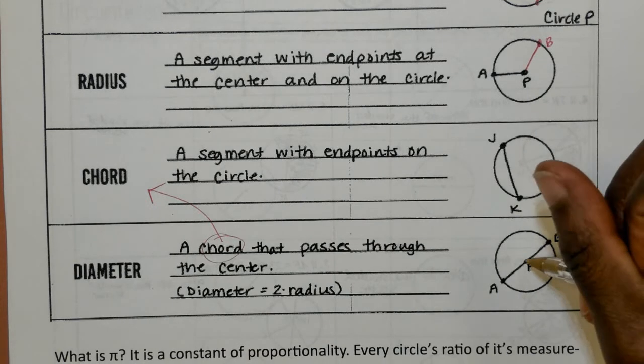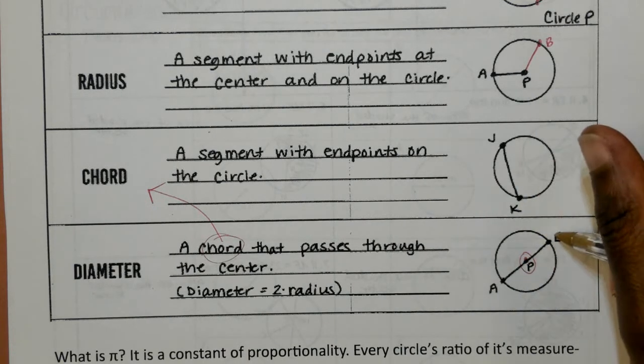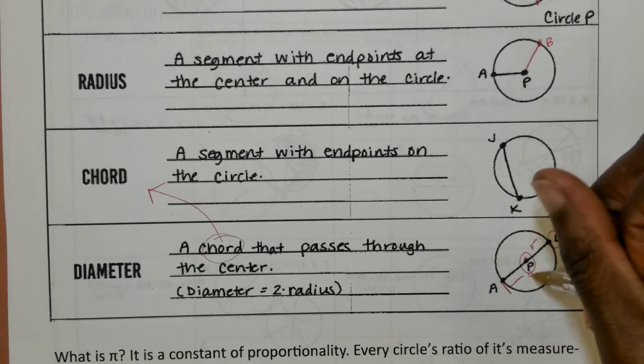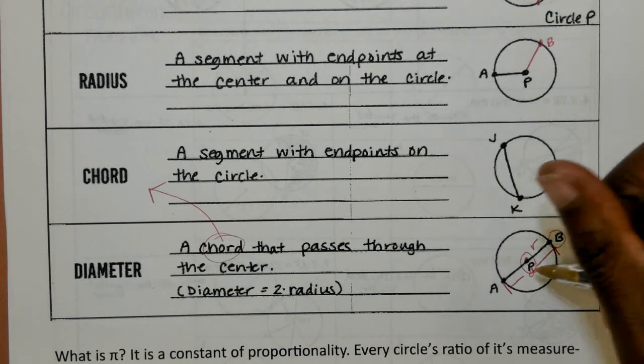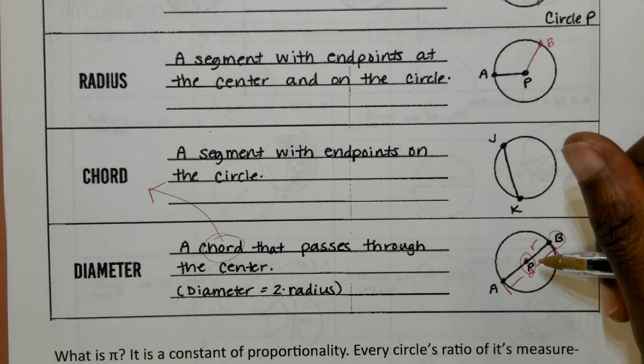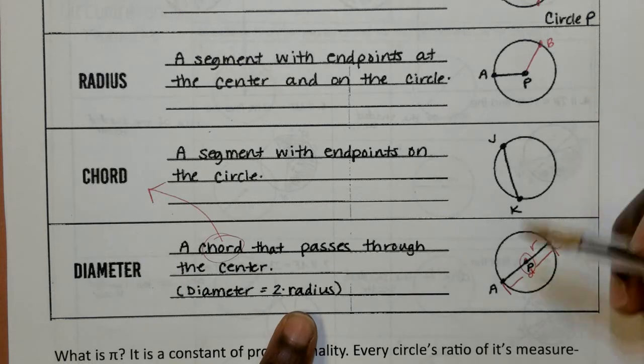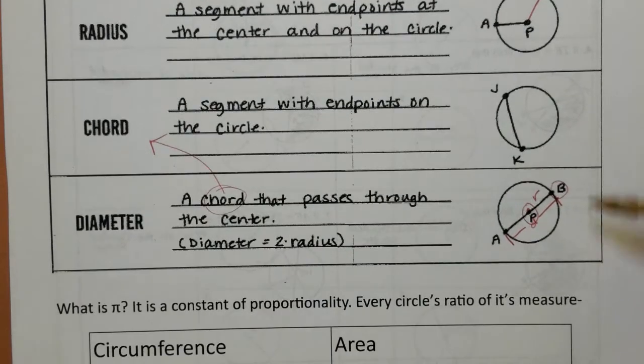So the radius again was from the center to a point on the circle. The diameter is from 2 points on the circle, a chord that passes through the center of the circle. So anytime you're looking for the diameter, it's equal to 2 times the radius. Or if you're looking for the radius, you need to cut the diameter in half.